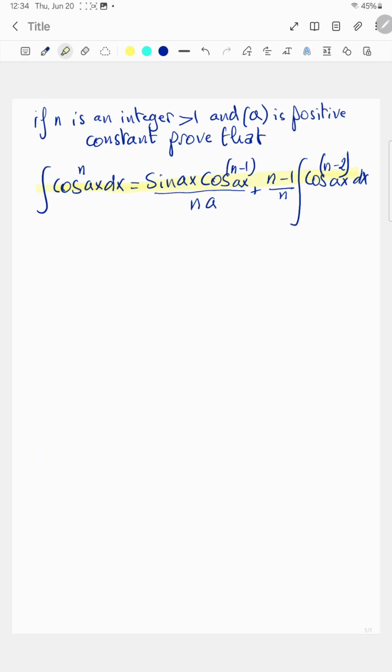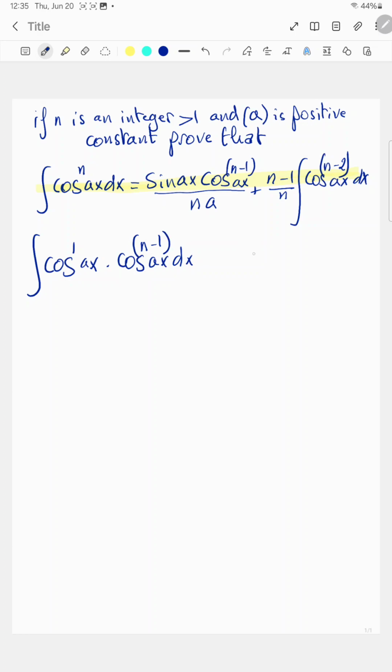If I look at the left-hand side of that formula, which is the integral of cosine to the power n ax dx, and I look at the right-hand side, I don't have cosine to the power of n, I have cosine to the power n minus 1. So let's split off n minus 1 on the left-hand side. That integral, the integral of cosine to the power of n ax dx, I can write as cosine to the power of 1 ax times cosine to the power n minus 1 ax dx.